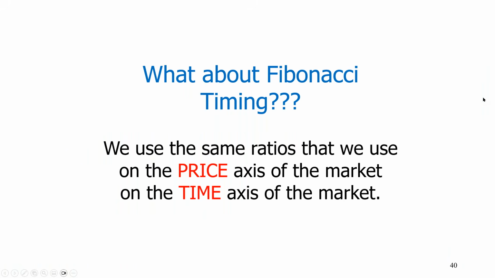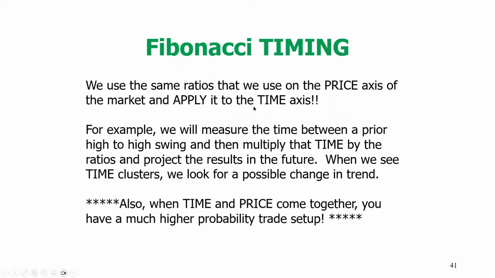Next, I'm going to do some timing examples for you, and then Tammy can get started. So what about Fibonacci timing? We use the same ratios that we use on the price axis of the market on the time axis of the market. For example, we will measure the time between a prior high-to-high swing and then multiply that time by the ratios and project the results in the future. When we see time clusters, we look for a possible change in trend. Also, when time and price come together, you have a much higher probability trade setup.